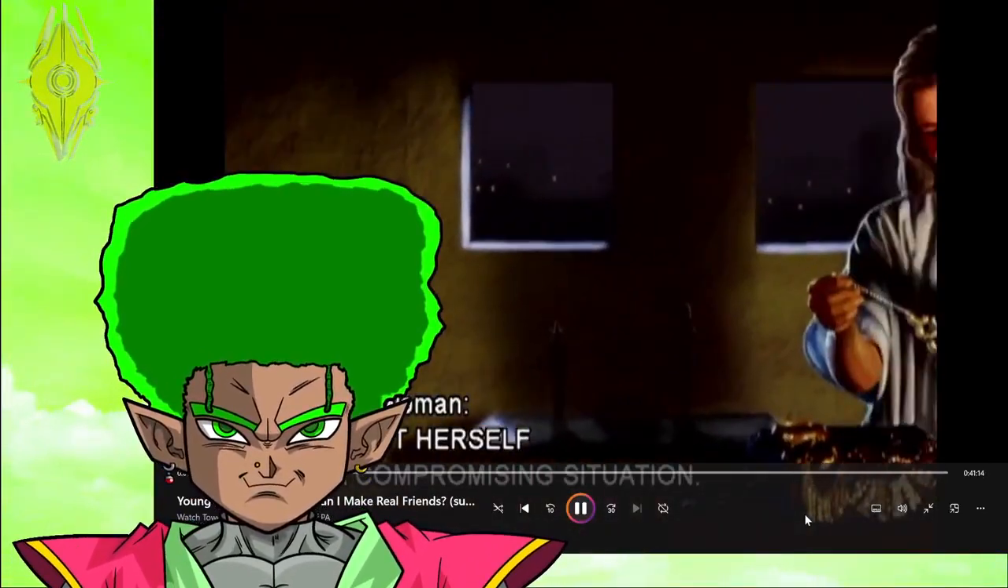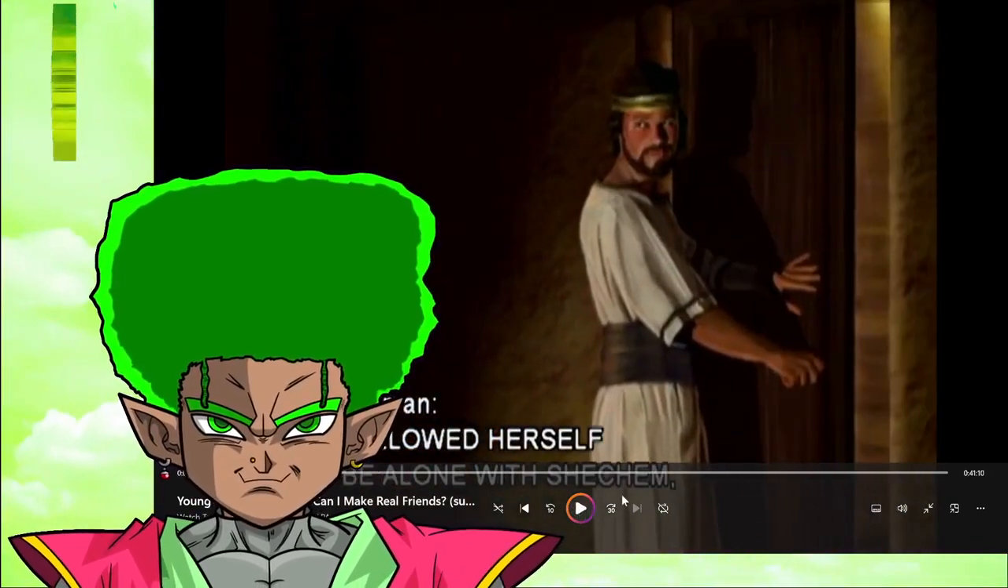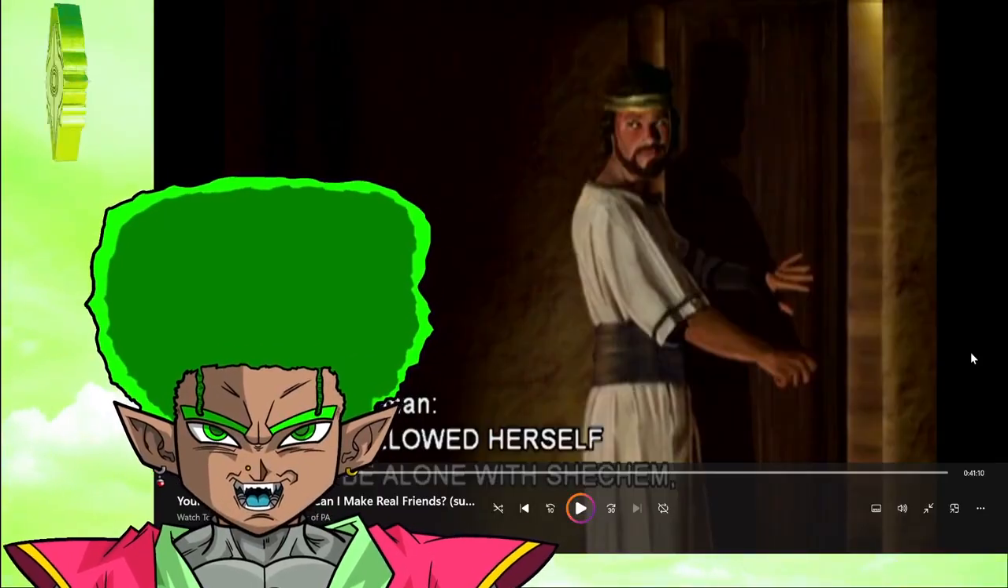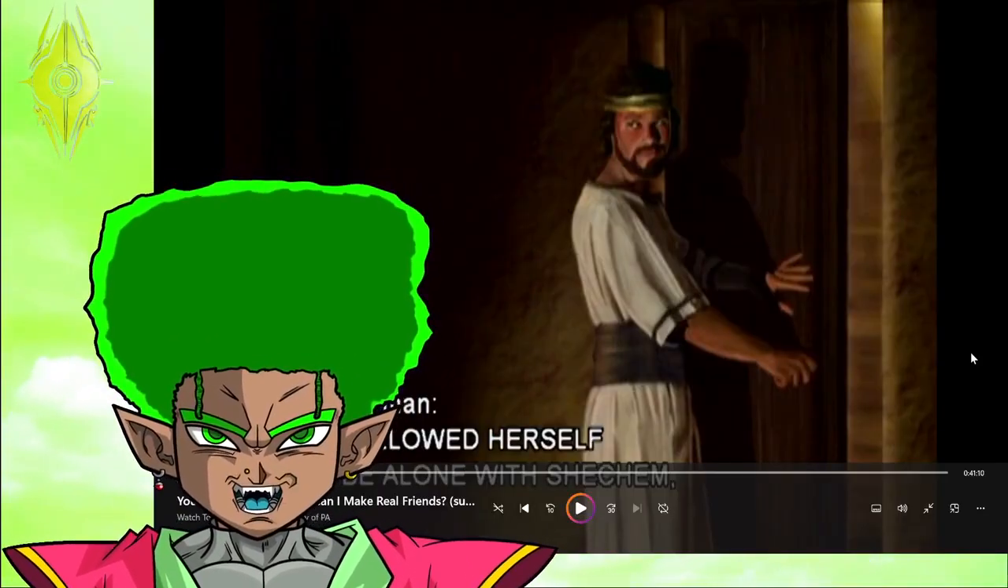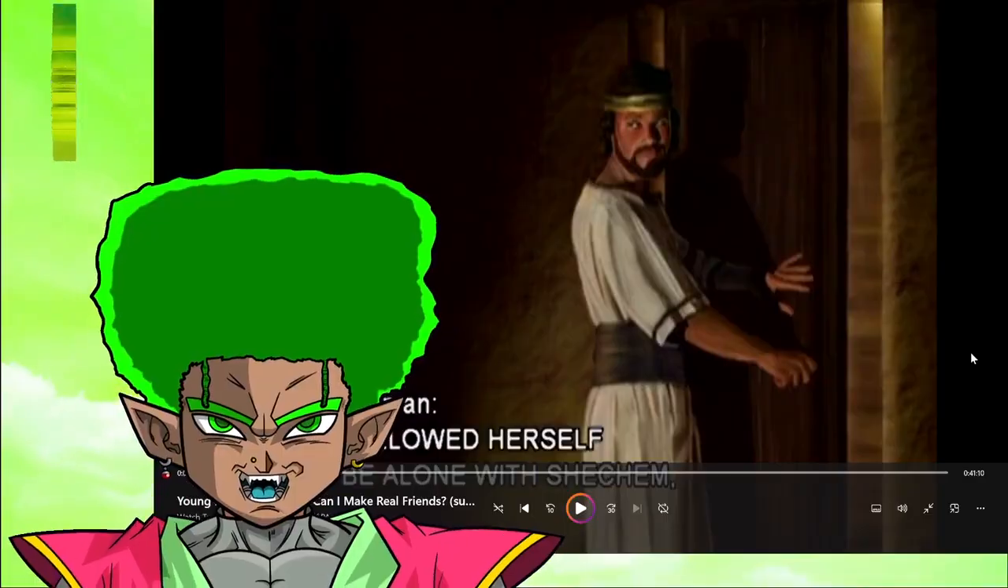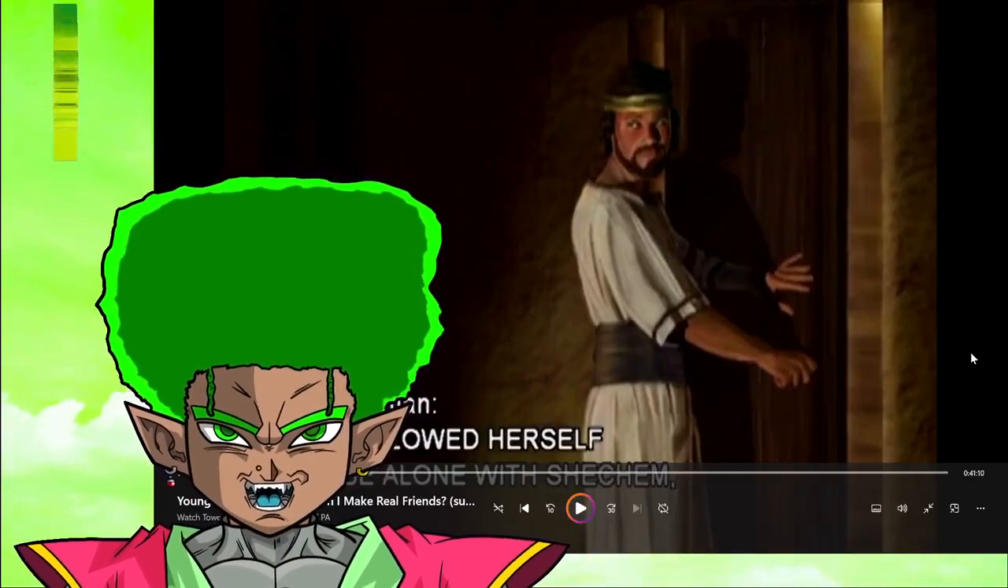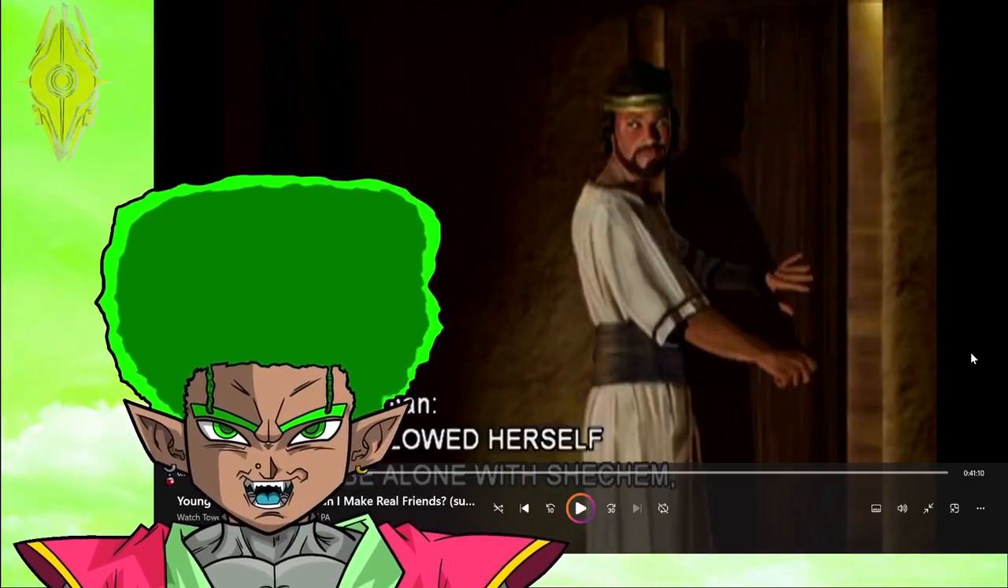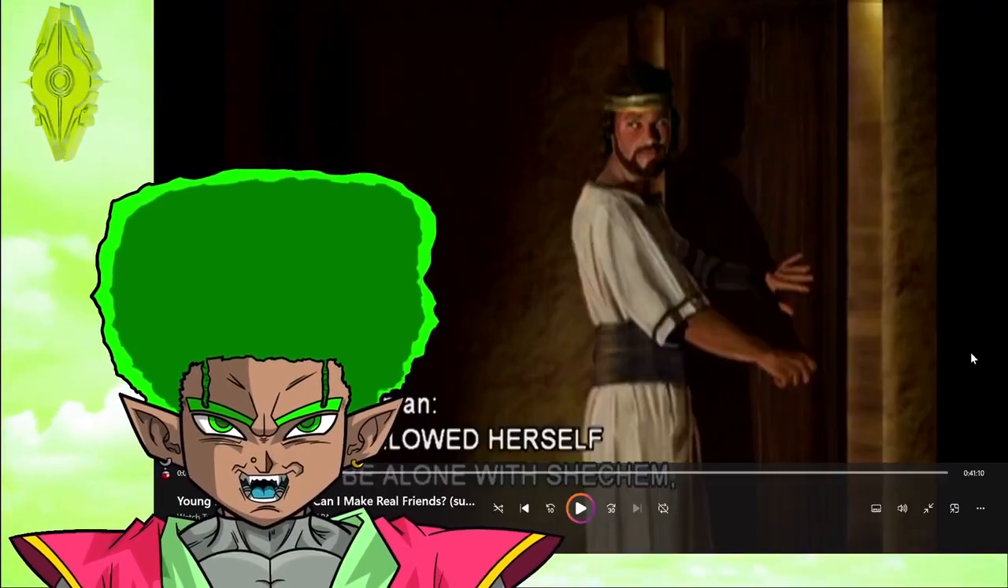She put herself in a compromising situation. She allowed herself to be alone with Shechem. Put herself in a compromising situation. I'm just gonna try to summarize the rest of this, but they're basically saying that Shechem raped her, and they're basically saying it's her fault.